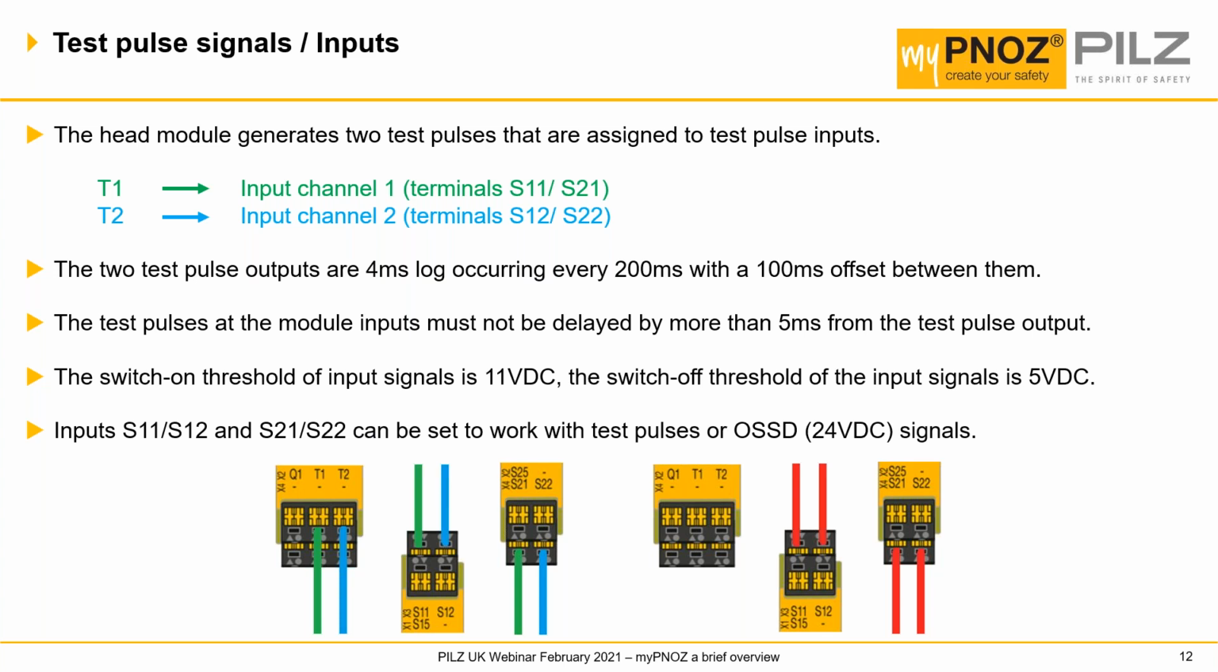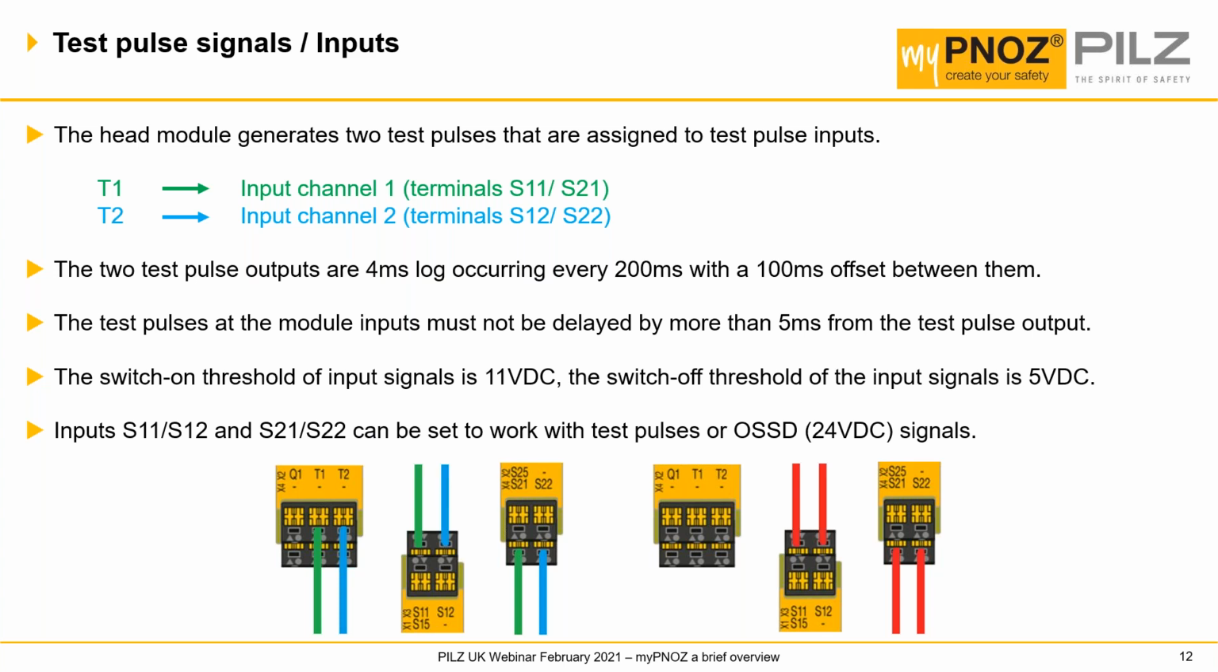So, as I said, the head module generates 2 test pulse signals. These are used for all the inputs that are configured to use test pulses and not OSSD inputs. Input number 1, which is generally on terminals S11 and S21, is assigned to use test pulse 1. Input channel 2 on terminals S12 and S22 is assigned to use test pulse 2. Both test pulses turn off for 4 milliseconds every 200 milliseconds, with an offset between the 2 test pulses of 100 milliseconds. There must not be a delay of the signal for more than 5 milliseconds between the test pulse being generated and the input seeing that same test pulse.